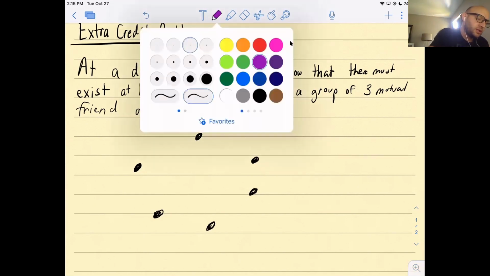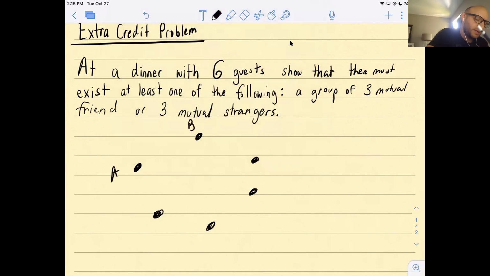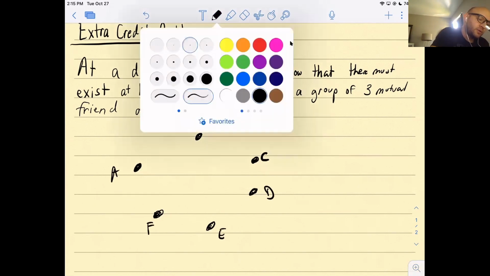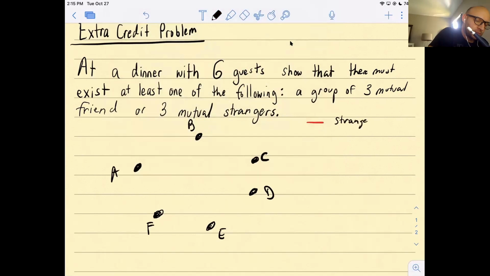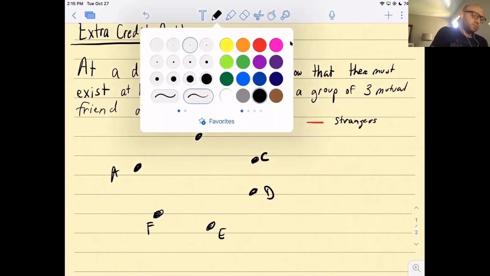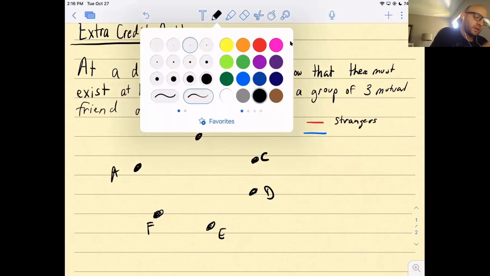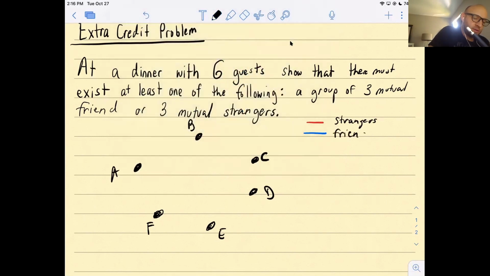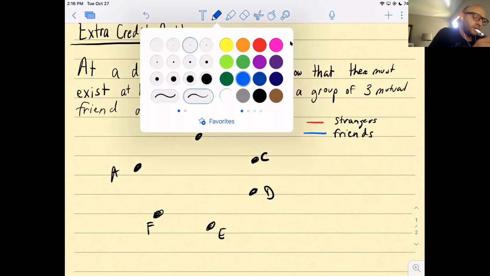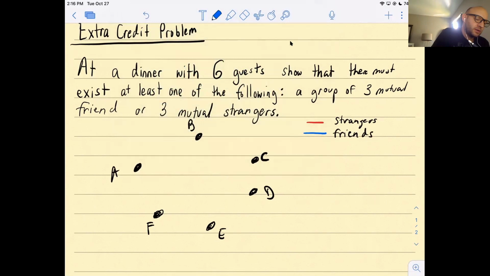So let's go through an example here. Alice, Bob, Cindy, Dan, Evan, and Frank. I'm going to do red means that they're strangers. They don't know each other. And blue means that they are friends. They know of each other. They have a connection. Maybe Facebook friends could be the requirement for being friends. Okay, so here's some random graph. I'm just going to color them randomly. Blue, red.